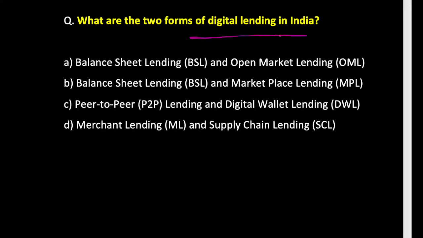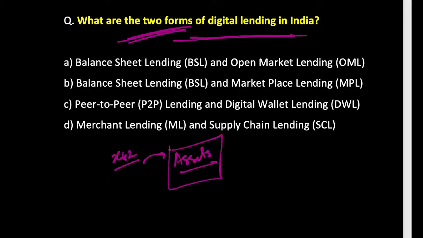So digital lending, and forms of digital lending. Basically when companies digitally give loans to customers, the first form can be balance sheet lending, where they are creating an asset on their balance sheet. Let's say there is an XYZ digital company giving loans and creating assets. They are directly building assets, meaning they are financing customers themselves.